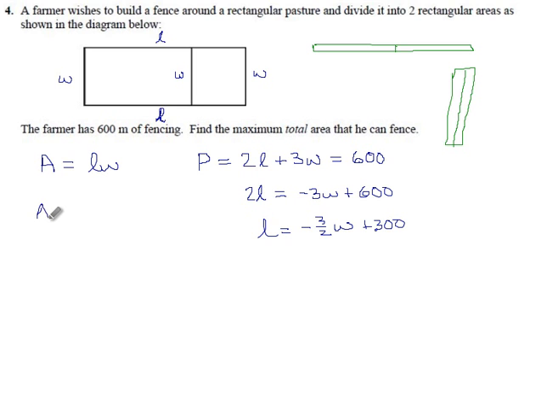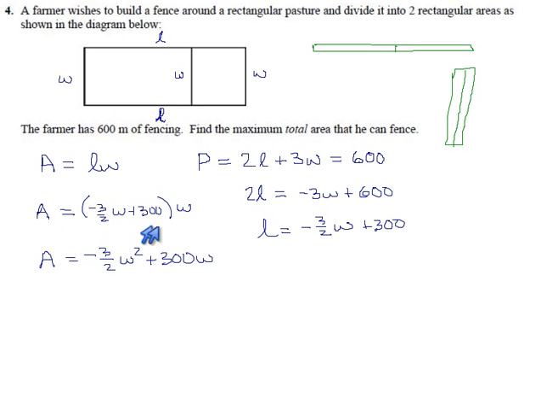So now that we have that, here's our area formula. Any place that we have L, we can write this instead. So in place of L, we have minus 3 over 2 W plus 300 times another W. Multiply that out, and you get minus 3 over 2 W squared plus 300W. Pause for breath. Okay, up to here?